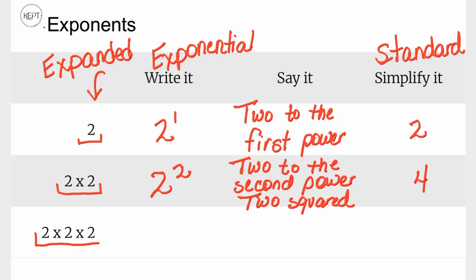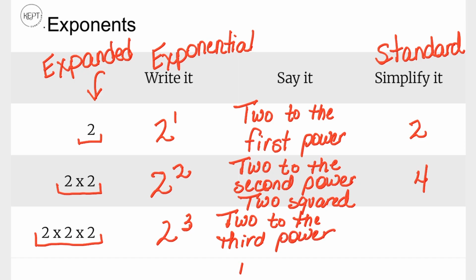Thirdly, we have 2 times 2 times 2. We can see that that base is written 3 times in order to be multiplied. So the exponential form has a large base of 2 and an exponent of 3. If we wanted to say this, we would say 2 to the 3rd power. Now this one is special as well because we can also say 2 cubed. Now when we do the math for this one, we say 2 times 2, which is 4, times 2 again, which is 8. So the standard form for this problem is 8.